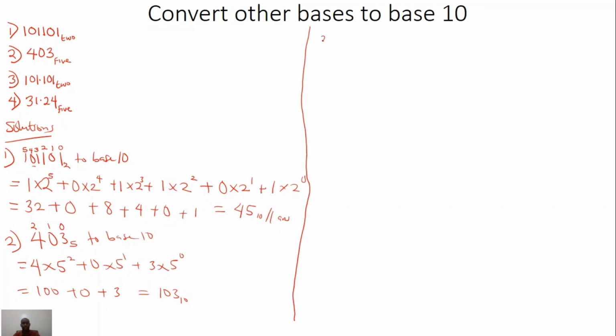Question number 3. We are asked to convert 101.101 base 2 to base 10. Now, this looks different, right? Good. What we do different here is the numbering. We start numbering this number from the first digit to the left of the decimal. That's where we start numbering from, and that number will be 0.